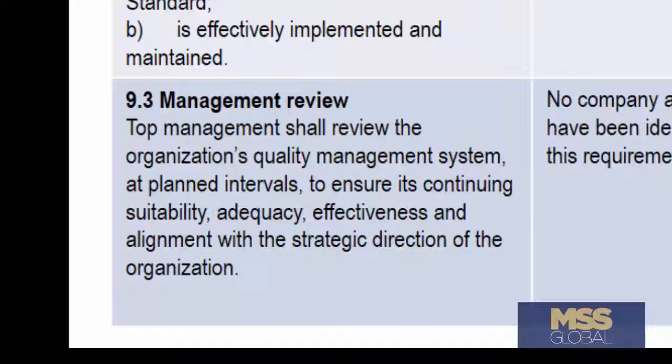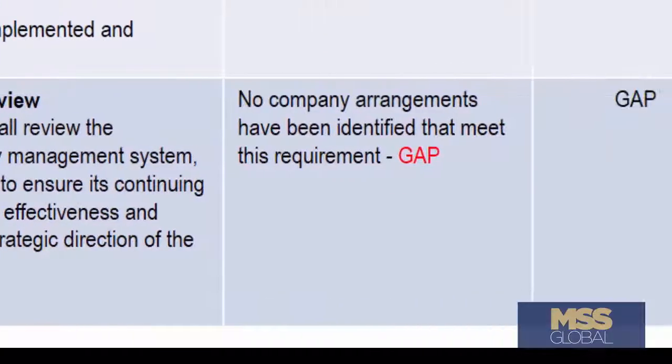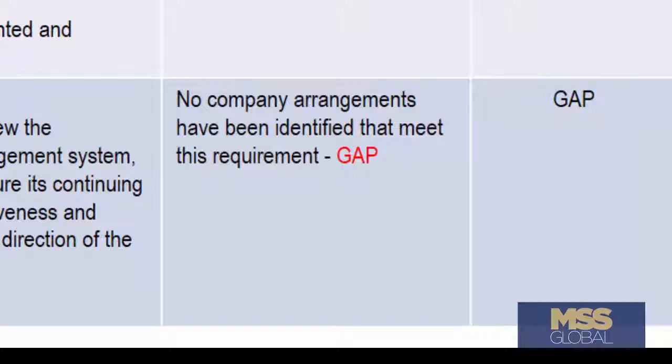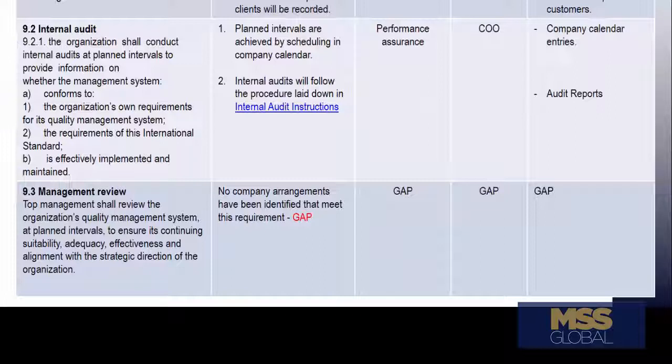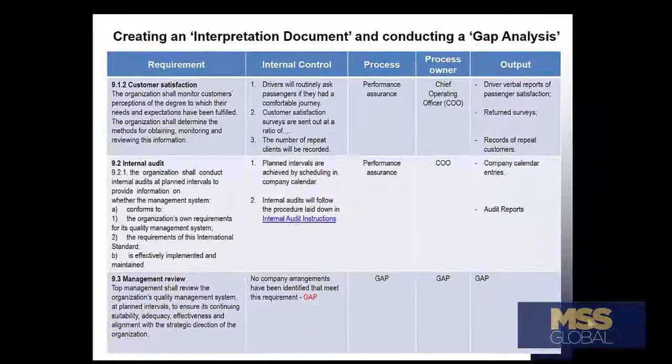Now, just in this example, I've looked into how we do this as a small organisation, and sure, we might have had a lot of business meetings to begin with, but they seem to have tailed off. And I'm being honest with myself now, and I've identified there are no company arrangements in place that meet this requirement. So we've got a gap. As you can see, a gap has been identified, and this now gives us an obvious objective to plan to close this gap. But only by doing an interpretation document or understanding how we meet the requirements can we identify our gaps.